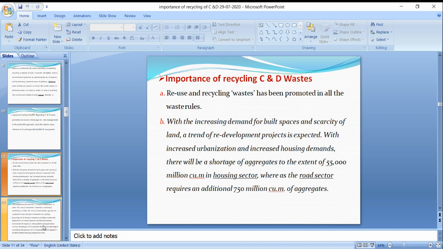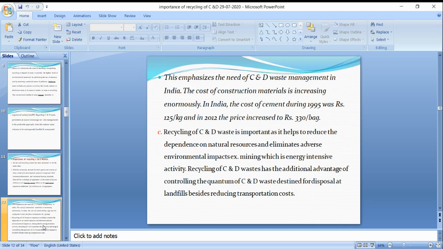So how much is required at present? 55,750 million cubic meters of aggregate is required for the houses and also for the road sector. So how will that much be met? There will be a shortage, so we have to think of redevelopment projects, which are expected.